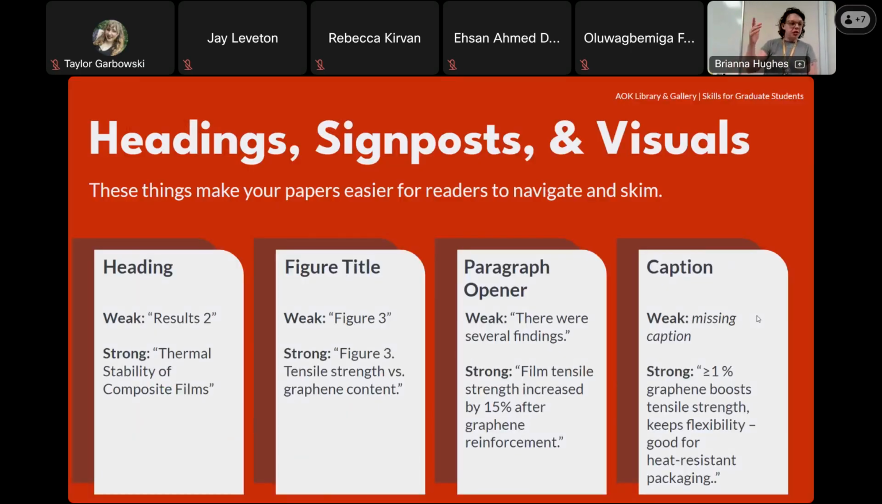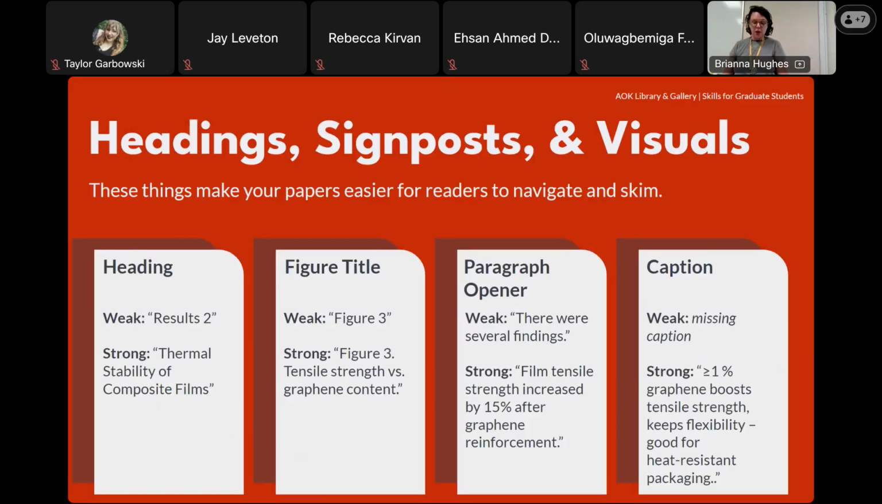So in addition to the order that things go in your paper, these are some other things that can make your papers more accessible, your writing easier to navigate for your readers. So we have heading, figure title, paragraph opener or topic sentence, and captions. So let's talk about each of these.